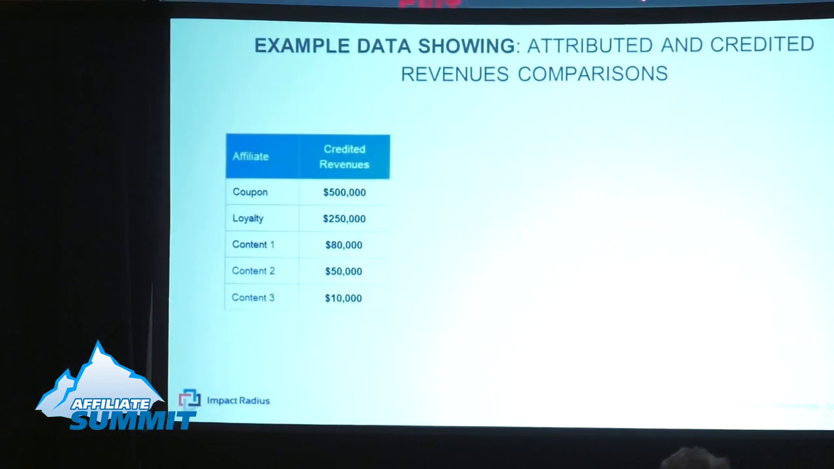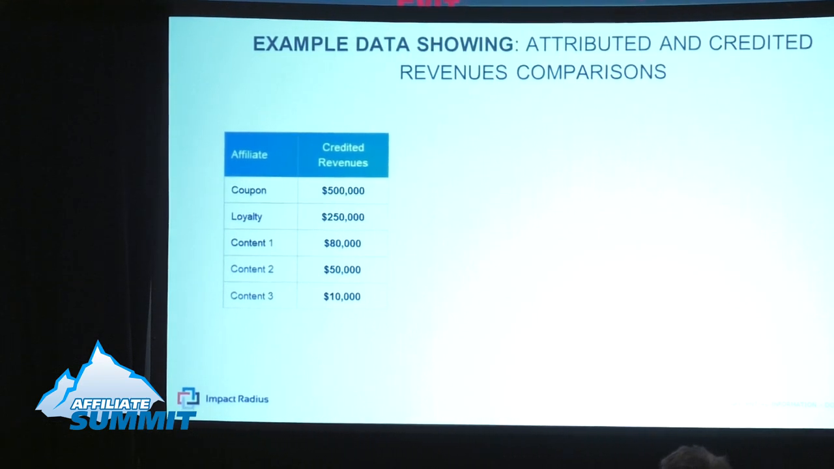So again, we log into our affiliate tracking solution, and let's say we have just 5 affiliates to keep it simple. We have a good coupon site, we have a good loyalty, and we have 3 content affiliates. And whether we're looking at a day, a week, a month, a quarter, a year, we say we want to look at all the revenue that they were credited for by our tracking platform. So that's what we have.